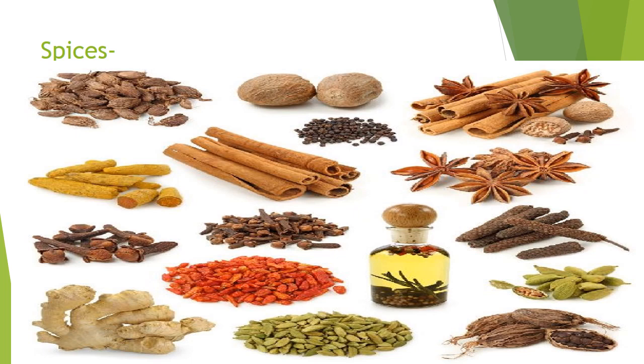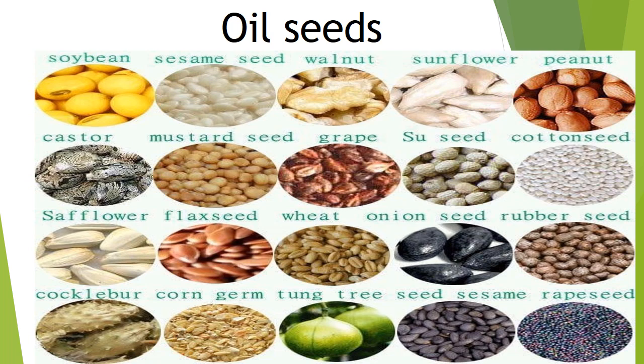Okay, now here children, these are some seeds from which we can extract oil, or we can take out the oil from the dry seeds. For example, cotton seeds make cotton oil. From peanut seeds, we can take out peanut oil, sesame seed, sesame oil, matlab til ka tel, soybean seeds mein soybean oil, castor oil means arandi ka tel. So we can use these seeds to extract oil.